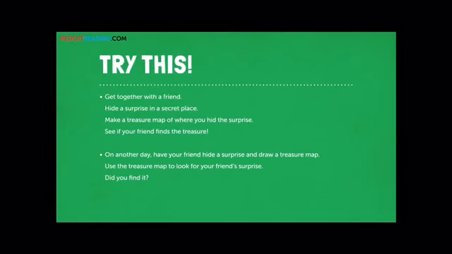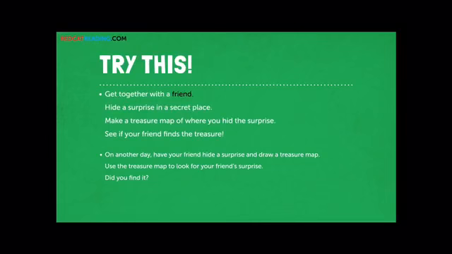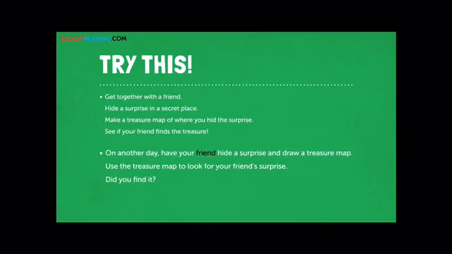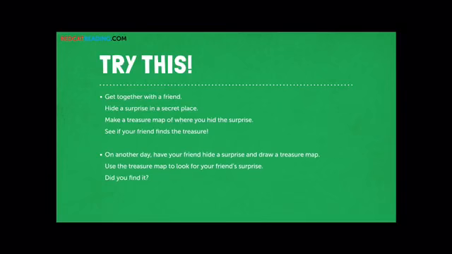Try this. Get together with a friend. Hide a surprise in a secret place. Make a treasure map of where you hid the surprise. See if your friend finds the treasure. On another day, have your friend hide a surprise and draw a treasure map. Use the treasure map to look for your friend's surprise. Did you find it?